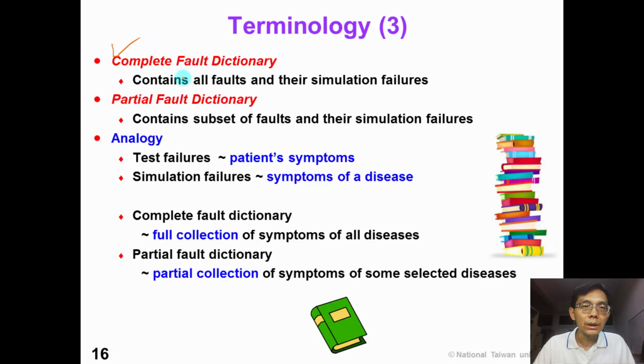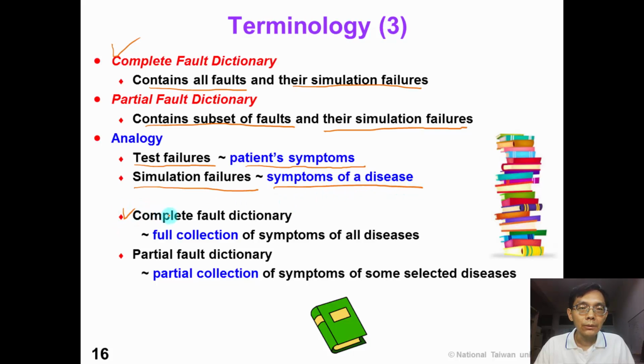A complete fault dictionary contains all the faults and their simulation failures. And the partial fault dictionary contains a subset of faults and their simulation failures. For you to remember this terminology more easily, we will use the following analogy. Test failures are like patient symptoms, and simulation failures are like symptoms of a particular disease. A complete fault dictionary is like a full collection of symptoms of all diseases. So this is a very large amount of information. On the contrary, a partial fault dictionary is a partial collection of symptoms of some selected diseases. So this is a relatively small piece of information.